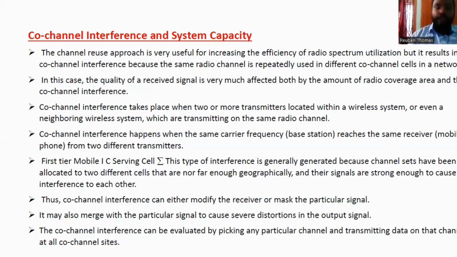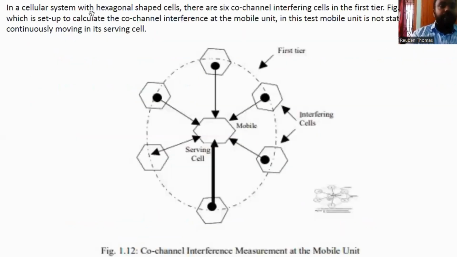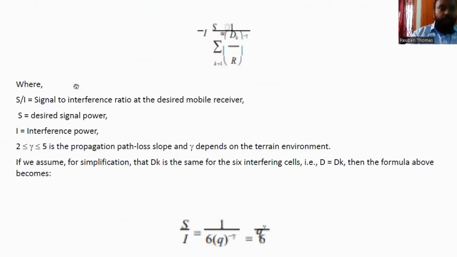The co-channel interference can be evaluated by picking any particular channel and transmitting the data on that channel at all the co-channel sites. In a cellular system, the hexagonal-shaped cells in the first tier of the figure shown below are the test setup to calculate co-channel interference. You just see the first tier of interfering cells, the mobile and the serving cell. This is the co-channel interference measurement at the mobile unit. The test mobile unit is continuously moving in its serving cell. S by I is the signal to interference ratio at the desired mobile receiver, where S is the desired signal power and I is the interference power.